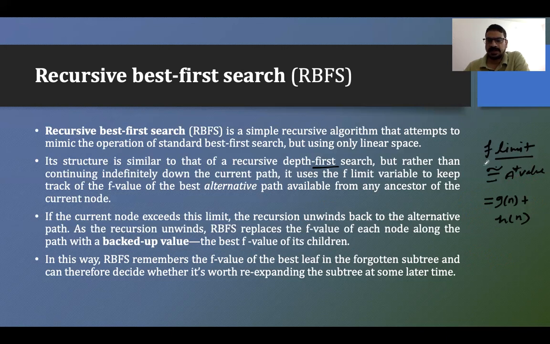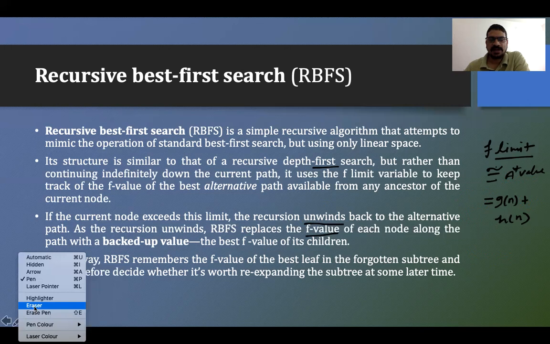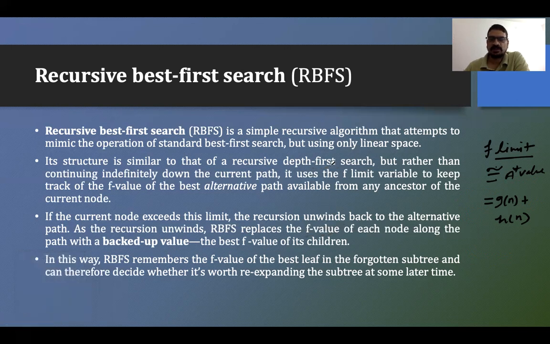Now, whenever we want to do unwinding, we update the f value of that particular node from where we are doing unwinding. Why are we doing that? So that the nodes which we haven't explored may be explored later on. Just keep in mind that later we can go through this path again, and for that we use this updation of f value.